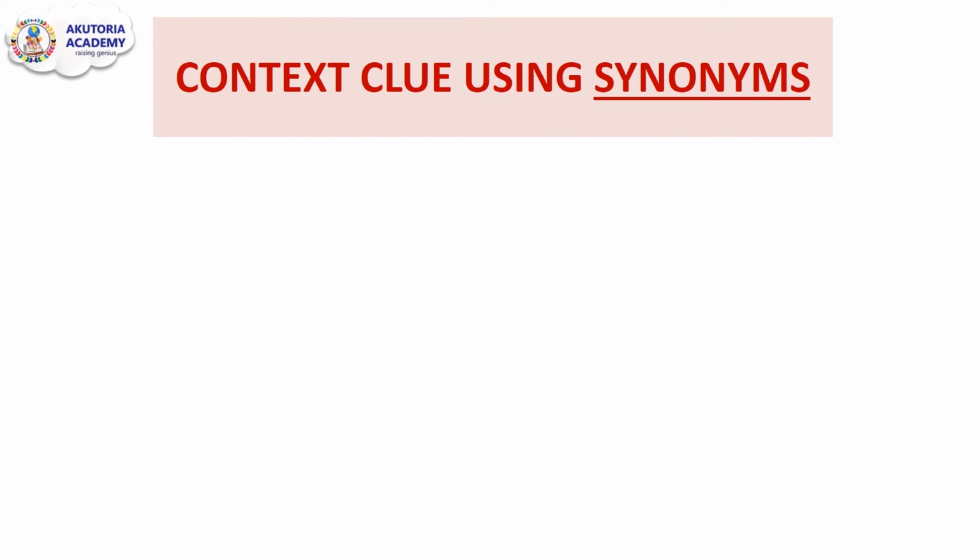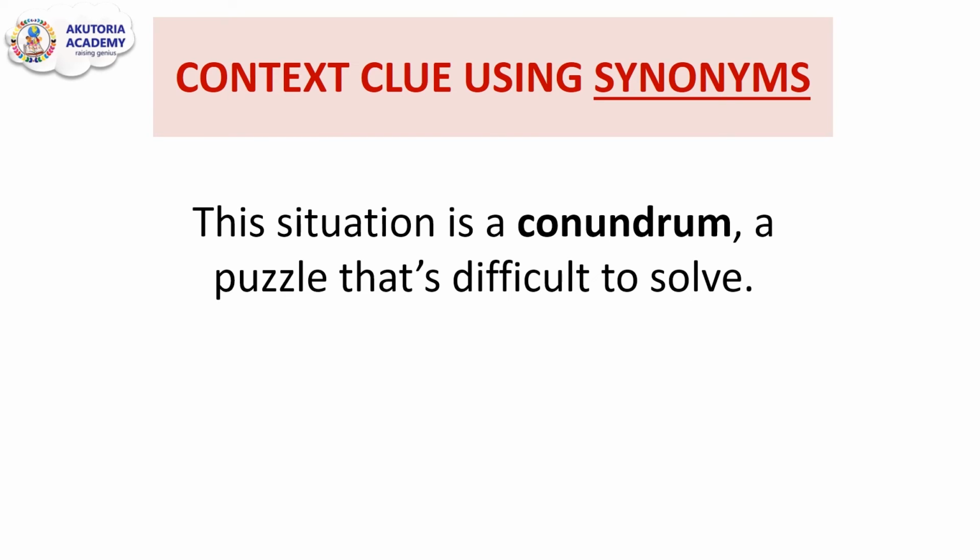Context clues using synonyms. Synonyms are words that are the same in meaning, words that have the same meaning. Let's see this example. The situation is a conundrum, a puzzle that's difficult to solve. So we're looking for the meaning of the word conundrum. The situation is a conundrum that's difficult to solve. The situation is a puzzle that's difficult to solve.